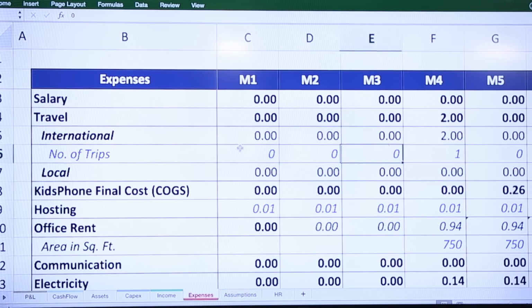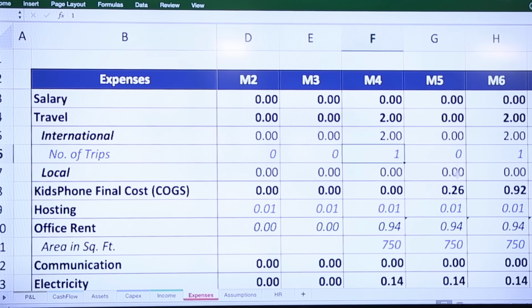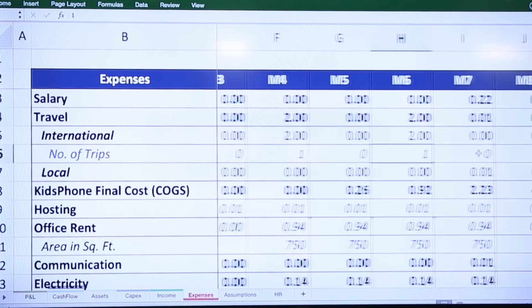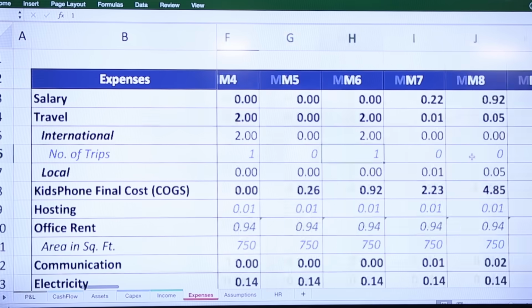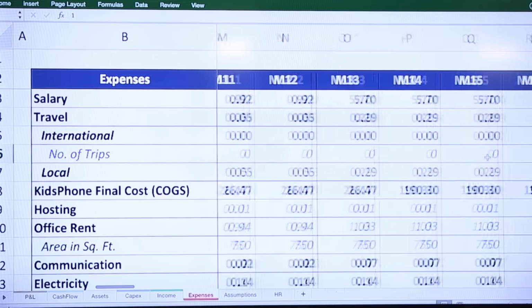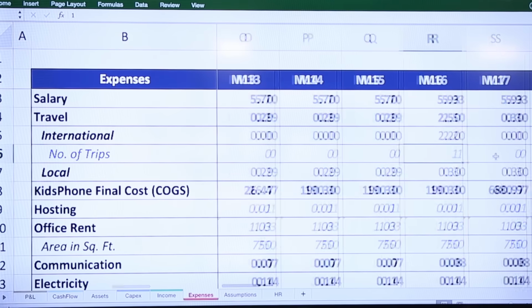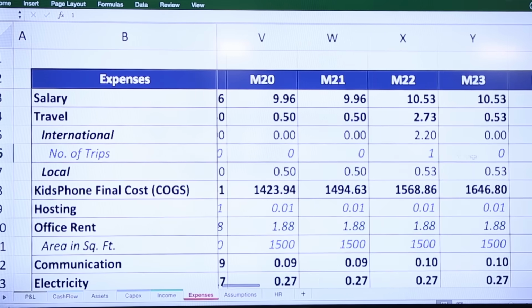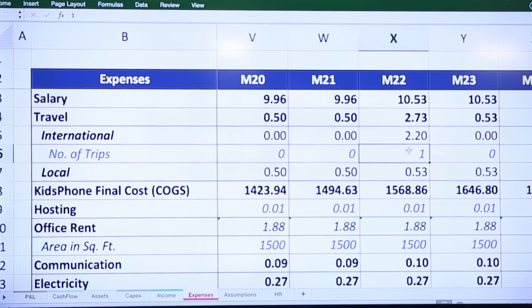Now your number of trips. So I assume, I mean not assume, I will have to travel in the 4th month when I start my business today. So one trip comes here. Then after 2 months I'll have to make one more trip. And after 3 months I'll have to take one more trip. And then every 6 months I'll be taking one trip. So every 6 months you'll notice I put one. This was my assumption.